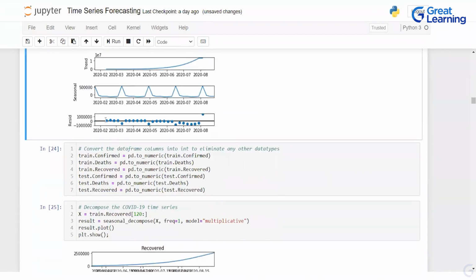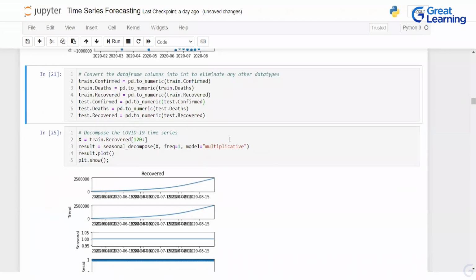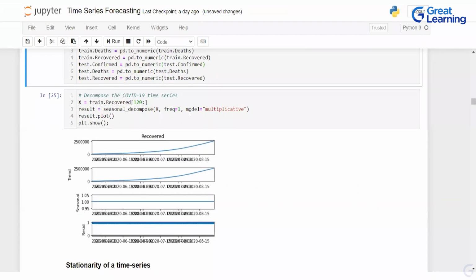This is a good practice: although I know all my data is numeric, always convert everything to numeric, especially when you have continuous values. So I'm converting everything into numeric over here, just to be on the safe side, so that my columns correctly have the right data type. Now let's decompose the recovered one. Same, you see on recovered also, it is multiplicative, since I am having an exponential trend.